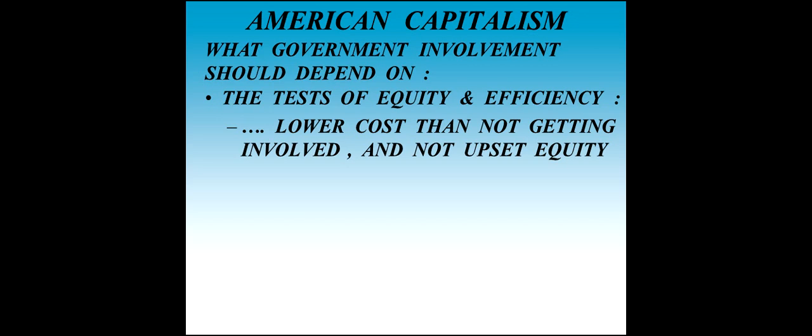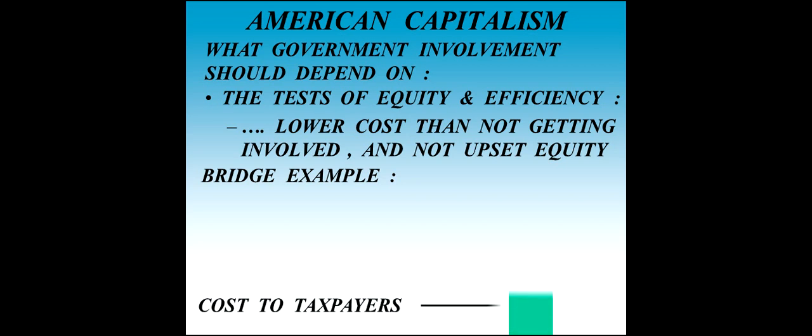Now let me give you a very simple example. Let's say the government, either a local, state, or federal government, decides that a building of a bridge is appropriate. And the only way the government can build a bridge is by using taxpayers' taxes that they pay to the government to fund the building and establishment of the bridge. So the cost is borne by the society or the taxpayers.